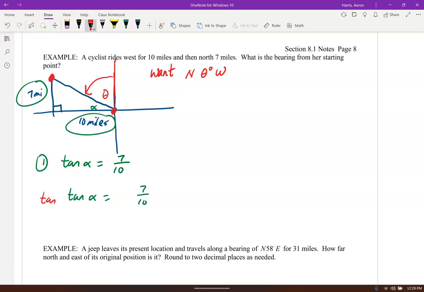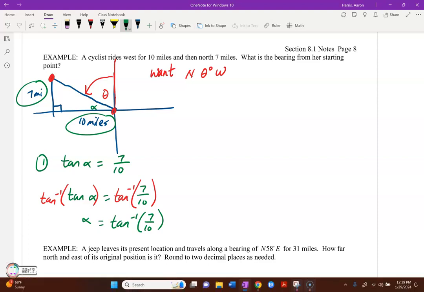We will talk more about inverses later in the course. Right now, I just want to make sure you can punch it into your calculator. So the arctangent of the tangent of alpha will just spit out alpha. So whatever the arctangent of 7/10 is in degrees, that's how many degrees alpha is.